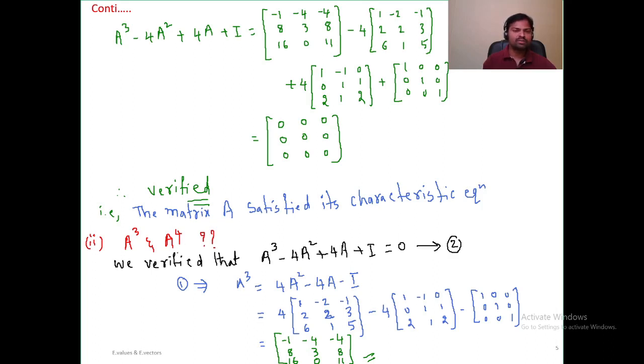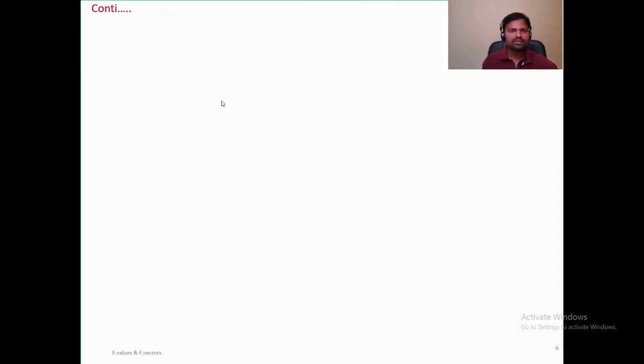Similarly, A power 4. How to get A power 4? Same equation you take. So equation number 2 implies A cube minus 4 times A raised to 2 plus 4 times A plus identity matrix equal to null matrix. And from this, A cube is equal to 4 times A raised to 2 minus 4 times A minus I. Okay, and I want A power 4, so multiply both sides with A.